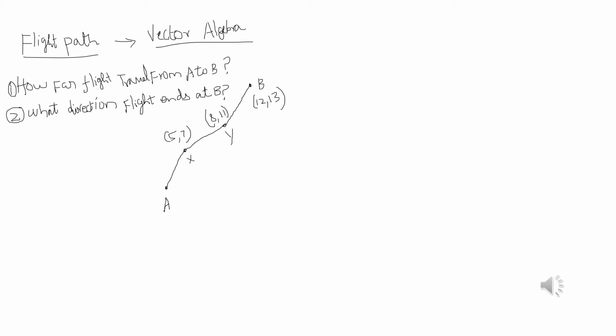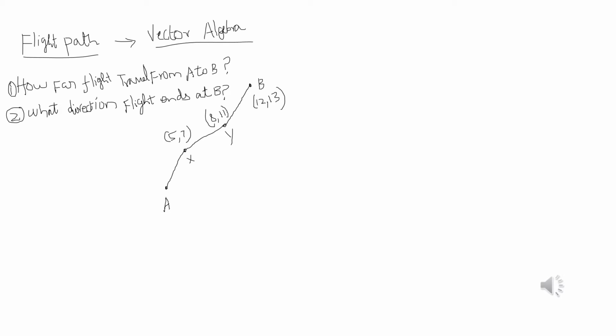Today let us solve a problem in vector algebra, that is a real-time problem. A flight takes off from point A and lands at point B. Let us find answers for these two questions. Number one is how far the flight travels from A to B, and in what direction the flight ends at B.